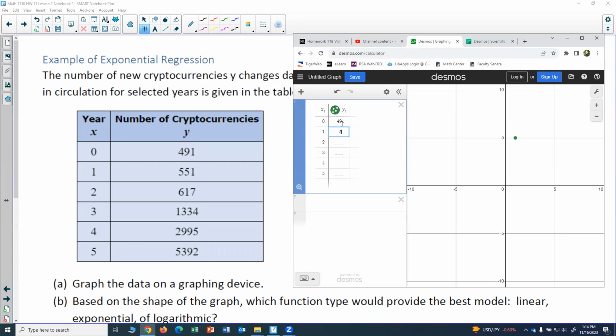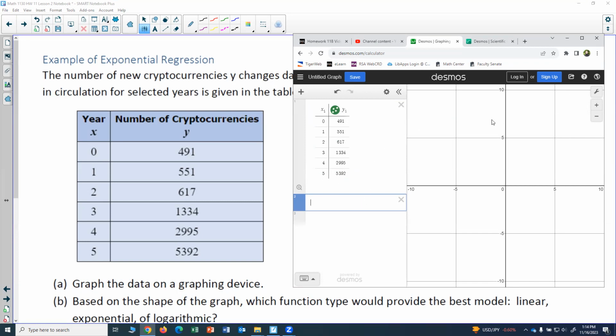We have 491, 551, 617, 1,334, 2,995, and 5,392. So I've got all my data in there. Double check to make sure everything's typed in correctly. Then go to the second box, but actually, we're not getting our regression equation yet, so I'll save that for just a minute.